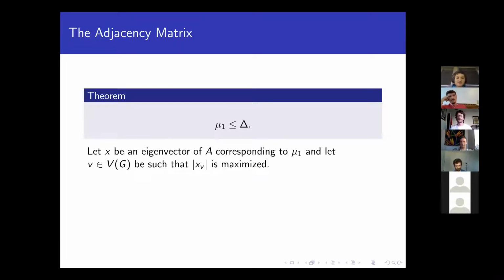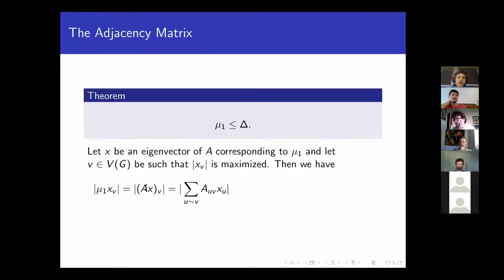And we'll prove this in a fairly spectral way. So we'll let x be some eigenvector of A corresponding to this eigenvalue, and we'll let v be the largest coordinate of x in absolute value. So now we're just going to say some trivial statements. So without the absolute values here, the vth entry of Ax is exactly the vth entry of x times mu1. That's just what it means for x to be an eigenvector with this eigenvalue.